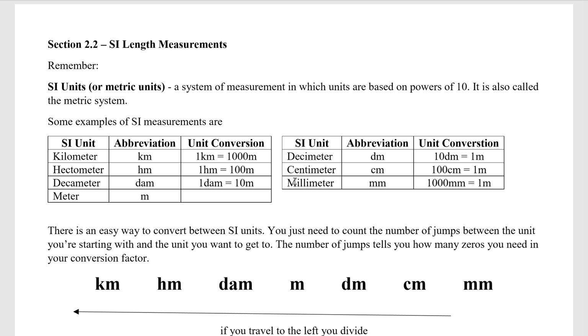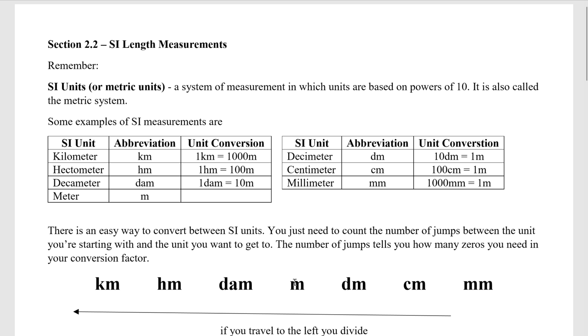There is an easy way to convert between SI units. You just need to count the number of jumps between the unit you're starting with and the unit you want to get to. The number of jumps tells you how many zeros you need in your conversion factor. So if you see here, I've listed all of our SI units in order from largest to smallest. So we're starting with kilometer, then hectometer, decameter, meter, decimeter, centimeter, millimeter.